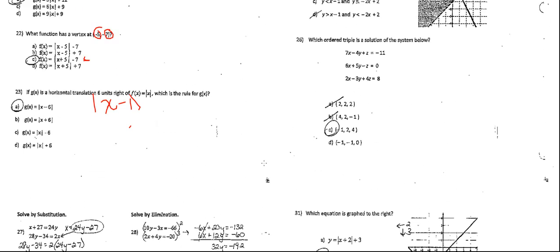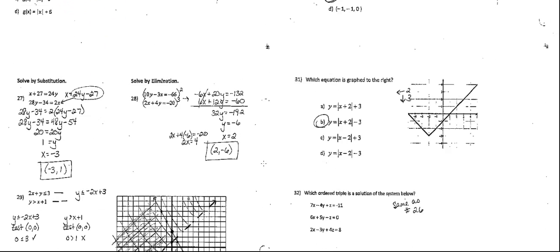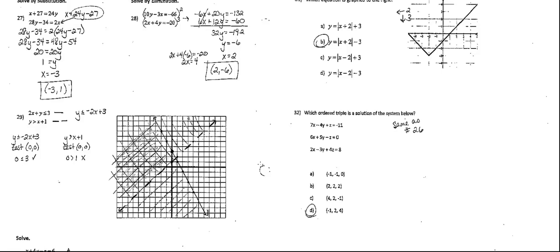Scrolling up here, we already did 26. 31. You can see that, just see which way it's shifted. Normally, an absolute value function would be centered at the origin. So first, see where the vertex moved. It moved down 3 and to the left 2. So it moved down 3, so that means it's either B or D.